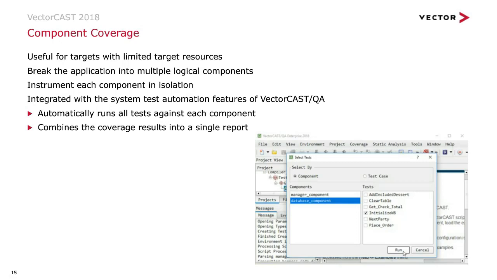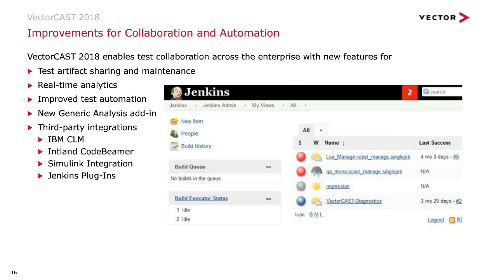And then improvements for collaboration and automation. Both our analytics platform as well as our overall enterprise testing platform are really set up for collaboration and automation. And we've done a number of things in 2018 to improve all of that. The Jenkins platform is a very common continuous integration platform and can be used for continuous test. So what we've done there to make things easier is on the Jenkins site itself, we have a number of plugins that allow you to integrate VectorCAST into the Jenkins system and run all of the testing jobs that are set up for VectorCAST in Jenkins itself.